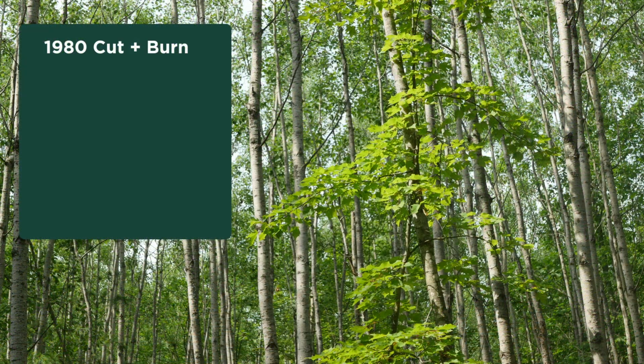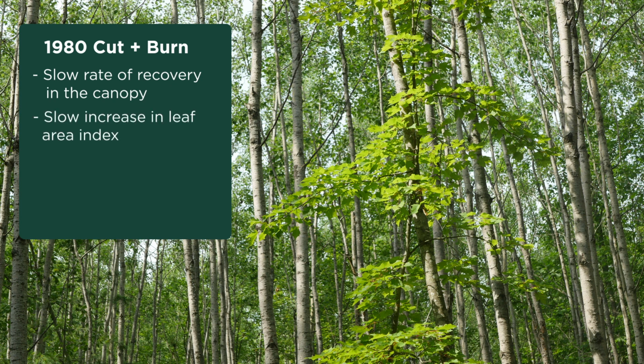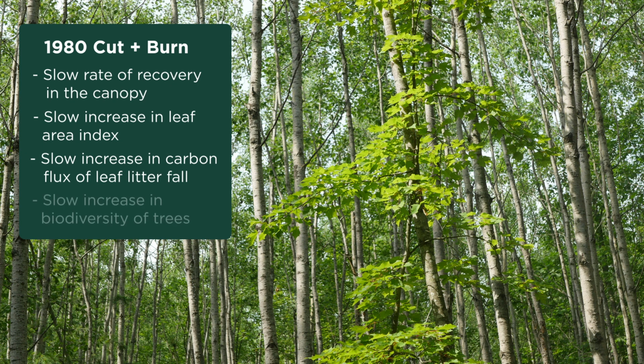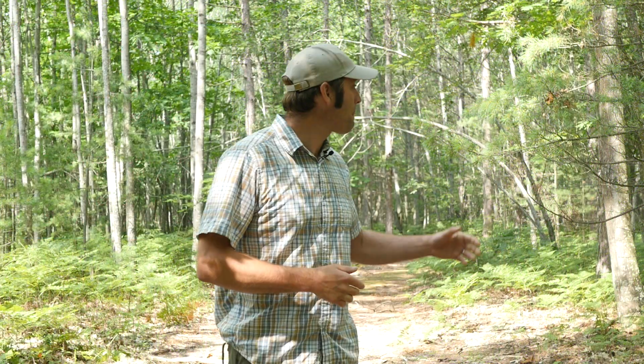In contrast to the 1980 cut and burn, where we see a slow rate of recovery of the canopy, a slow increase in leaf area index, a slow increase in carbon flux of leaf litter fall, a slow increase in biodiversity of the tree community, we have here a 1972 cut. Our carbon chronosequence contrasts stands that originate after a cutting and burning disturbance from those that were cut only, and representative more of typical management in the lake states today.